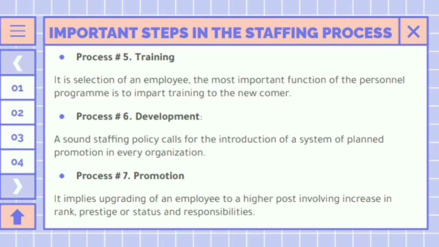Process number 7, promotion. It implies upgrading of an employee to a higher position involving an increase in rank, prestige, or status and responsibilities. Here, it is generally based on the feedback report of employees or on what the boss notices about an employee's excellent performance. They are given promotion and the opportunity for higher job positions where they are also paid higher.